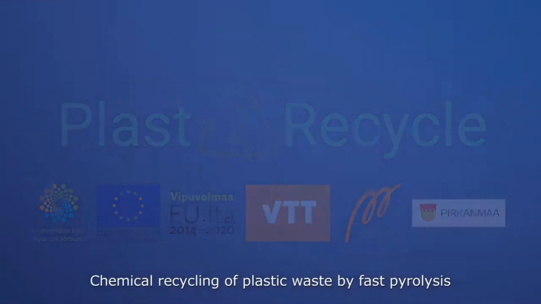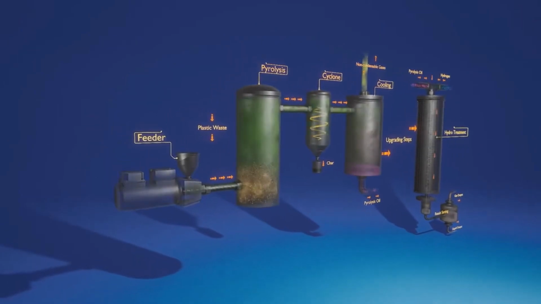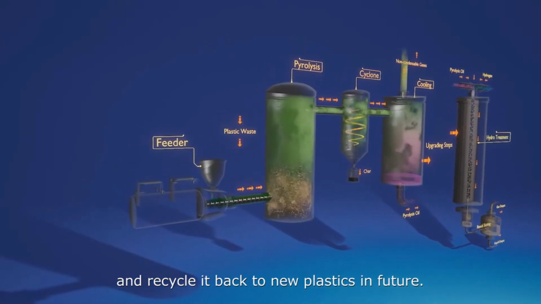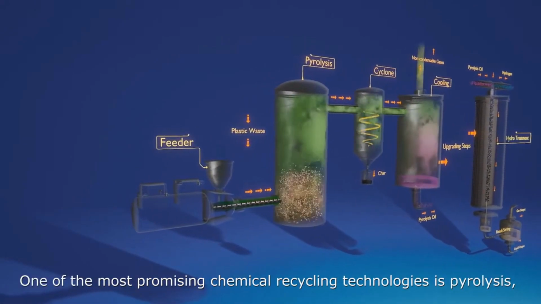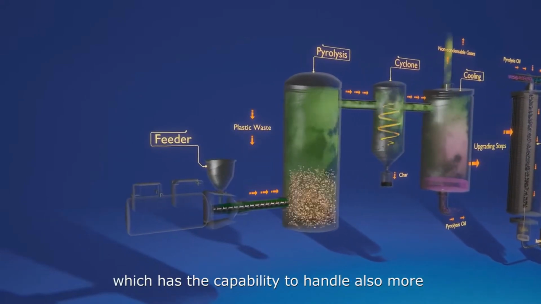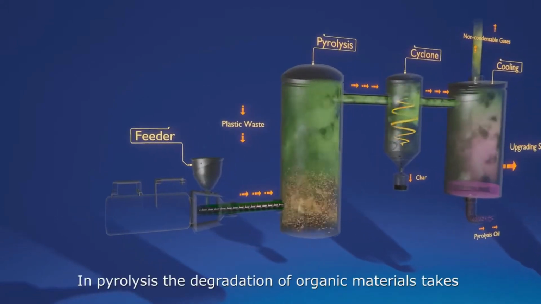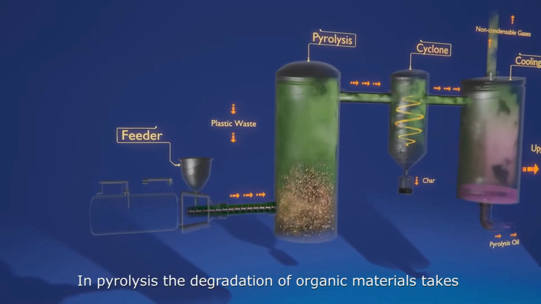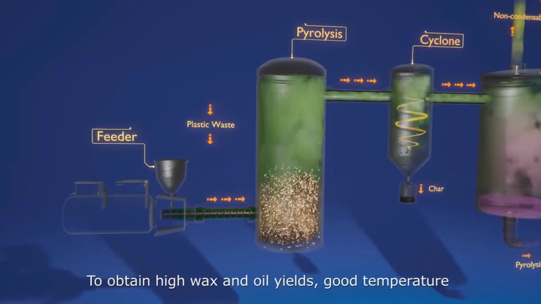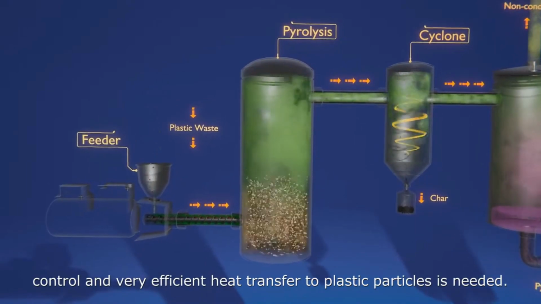So let's see. Chemical recycling of plastic waste by fast pyrolysis. New technologies are needed to handle plastic waste and recycle it back to new plastics in the future. One of the most promising chemical recycling technologies is pyrolysis, which has the capability to handle also more challenging waste plastic streams. In pyrolysis, the degradation of organic materials takes place under the effect of heat and in the absence of oxygen.